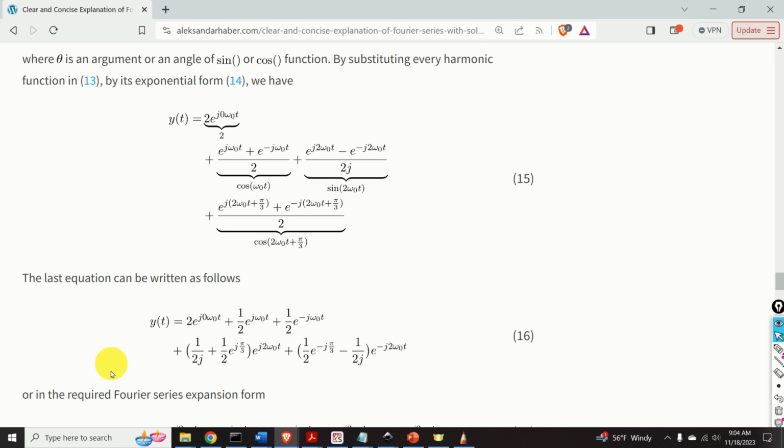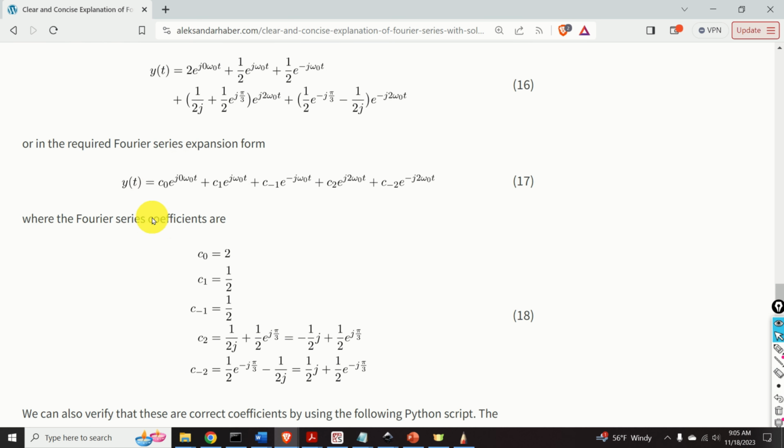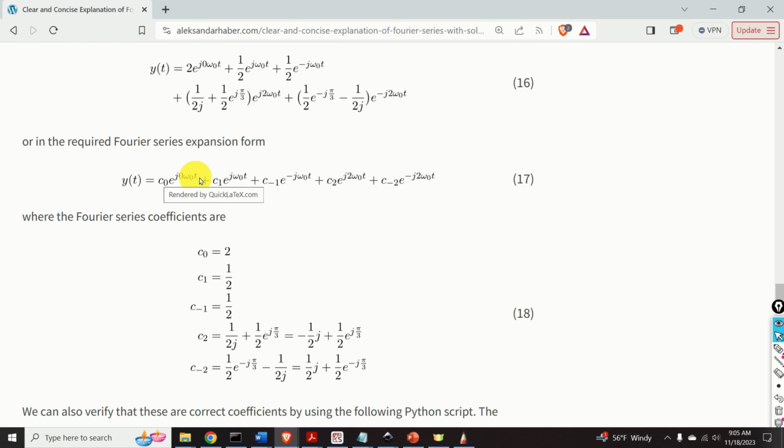Why did I write this equation like this? Well, while writing this equation, I keep in mind the general form of the Fourier series expansion. The Fourier series expansion involves complex exponentials that have these forms. And consequently, I just decomposed this function and I just read all the coefficients that are multiplying the corresponding exponential terms. And here's the representation. Or we can represent this function in the required Fourier series expansion form.